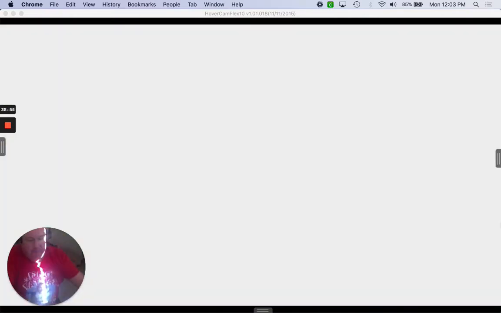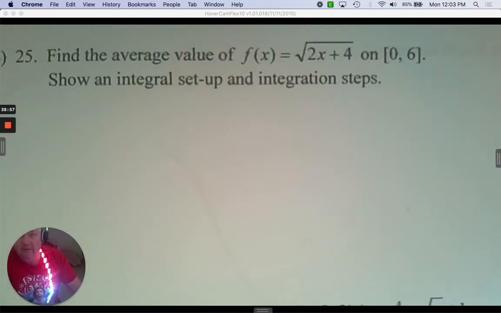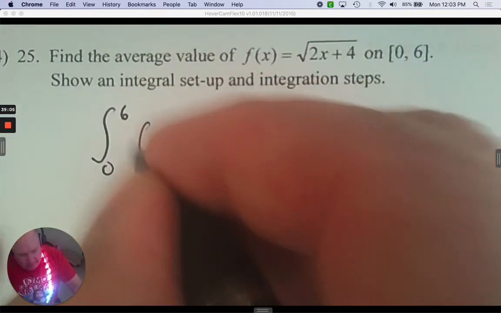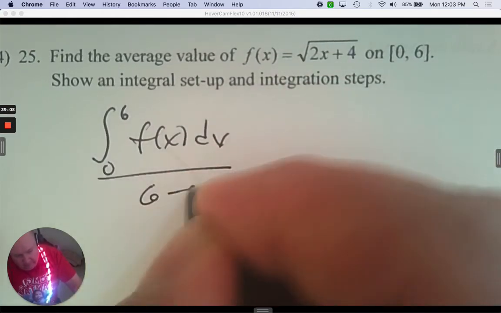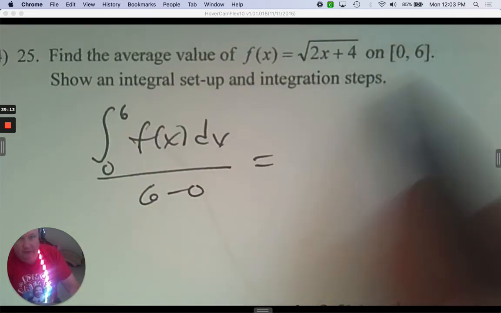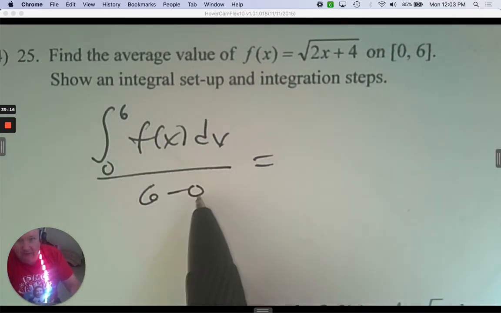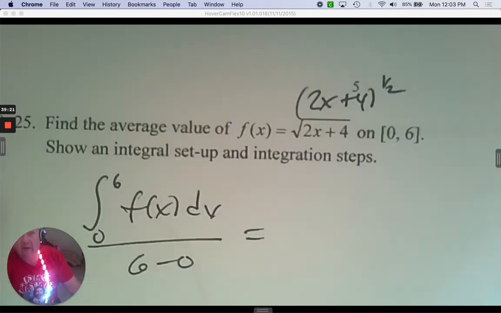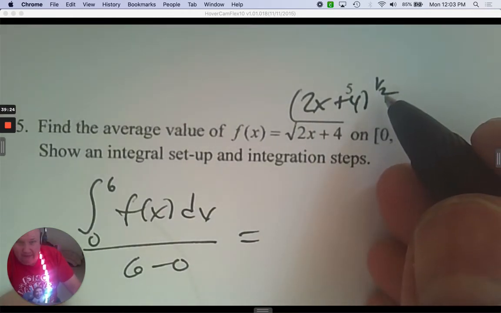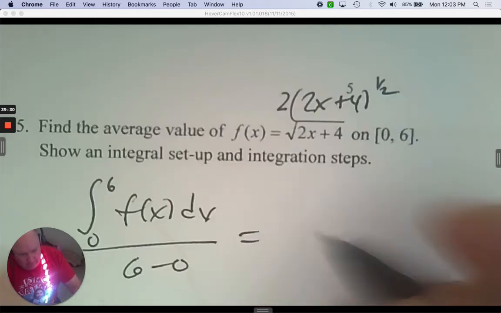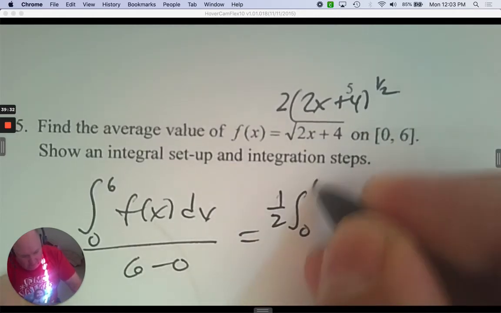Number 25. Find the average value of this from 0 to 6. The average value is an integration question. So there's the setup for average value. You integrate from 0 to 6 and divide by the difference of the bounds. If I want to integrate this, write it calculus friendly. There's a hook on of 2. So I need a 1/2 in front of the hook on.